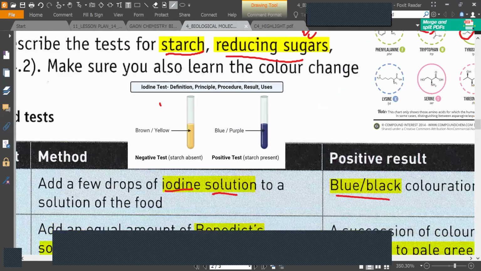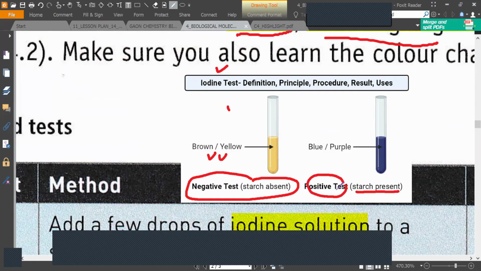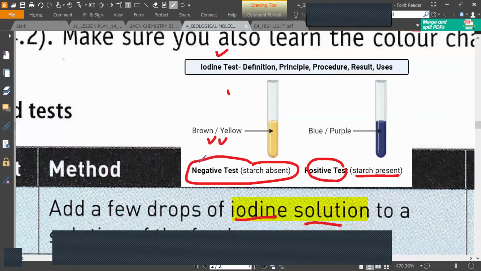Okay, let's take a look. So this is the iodine test. We will drop the iodine solution, and if starch is absent, it will just remain as brown or yellow color, which is the color of the iodine. If starch is present, it will turn to blue black. So this is how we test for starch. Okay, next.